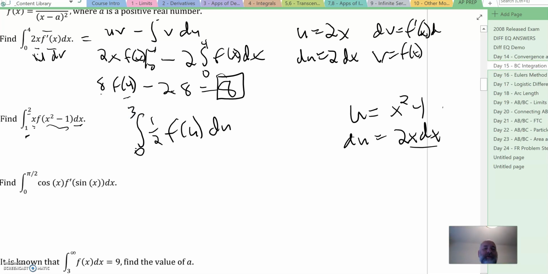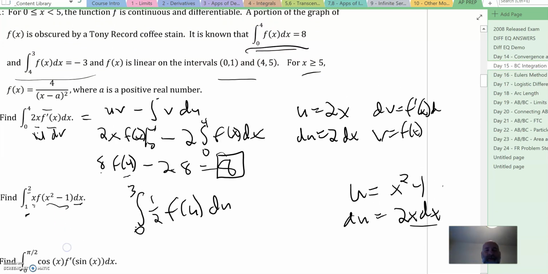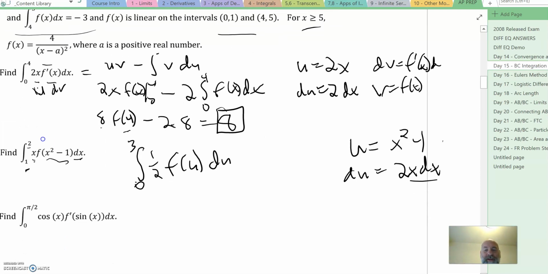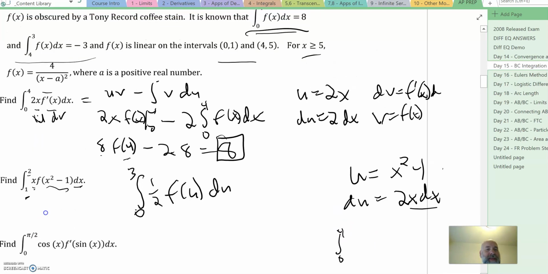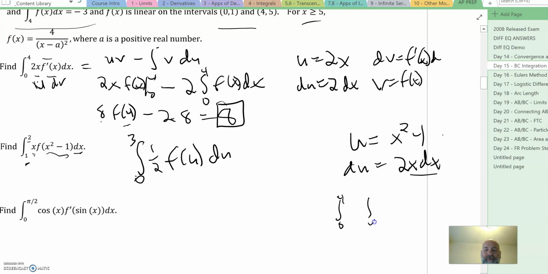So now I can do this one because they gave me that information. Wait, no, they didn't give me that information. They gave me the integral from 0 to 4, and they gave me the integral from 4 to 3, right? And so I need the integral from 0 to 3. I can add these together. See how we're doing basic integration rules. It's just they're clouding them a little bit just to make them cheat proof.